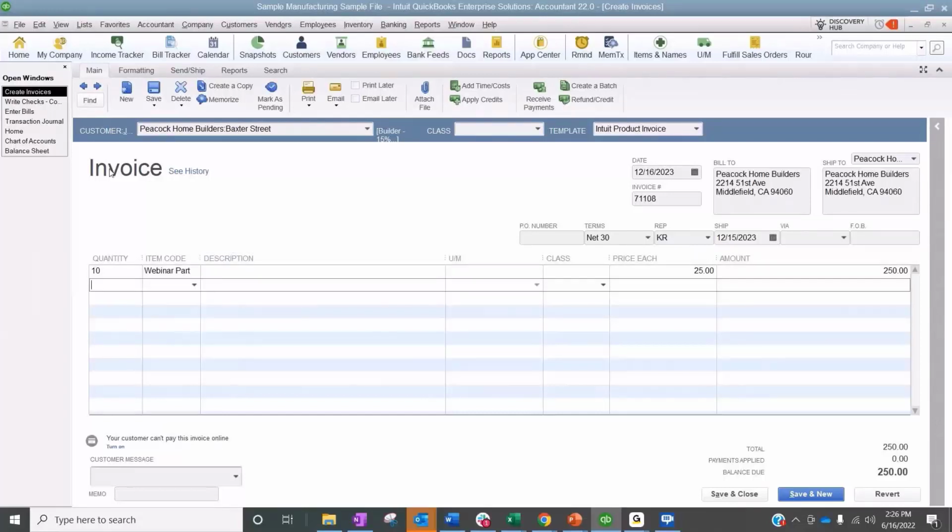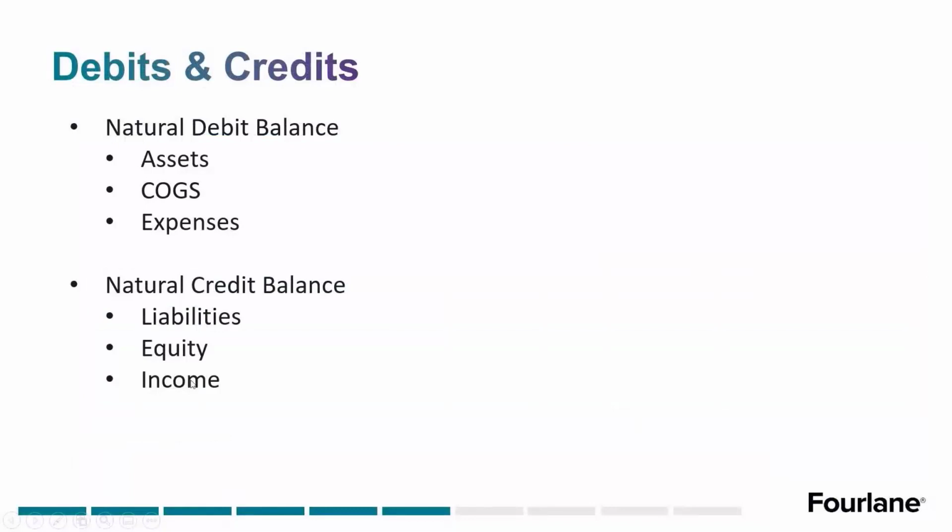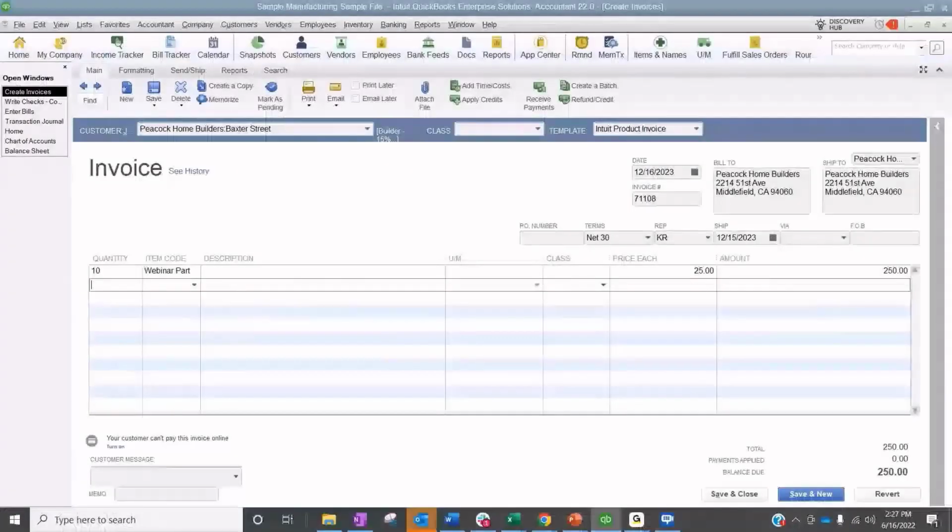Now, most of the time when we invoice someone, we're selling them something, right? And so when we say it's going to be a credit, positive amount, a credit raises our income. Does that make sense? It all comes together.